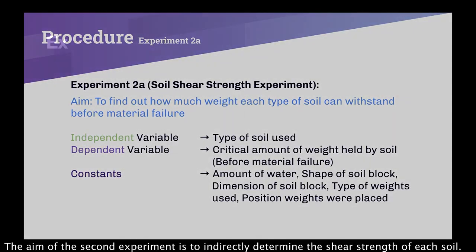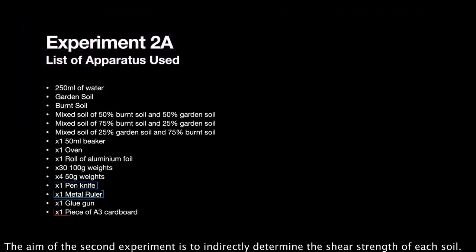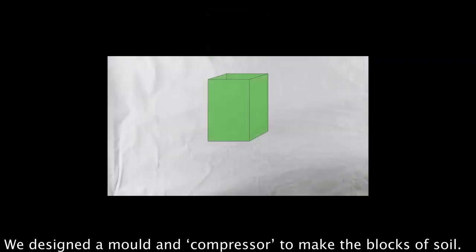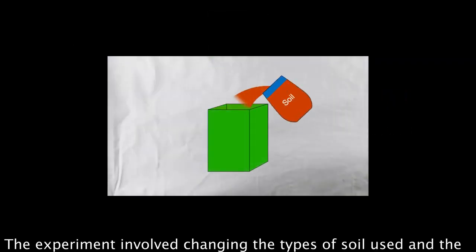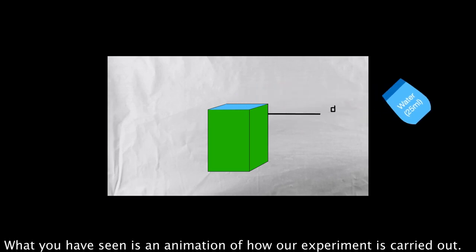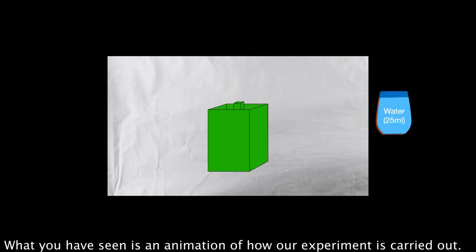The aim of the second experiment is to indirectly determine the shear strength of each type of soil. We designed a mold and compressor to make the blocks of soil. The experiment involved changing the types of soil used, and the data collected would be the mass supported by soil before material failure. What you have seen is an animation of how our experiment is carried out.